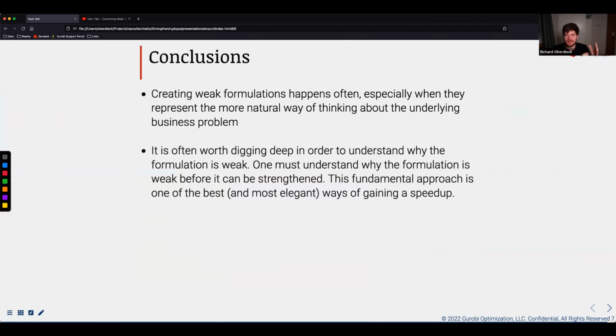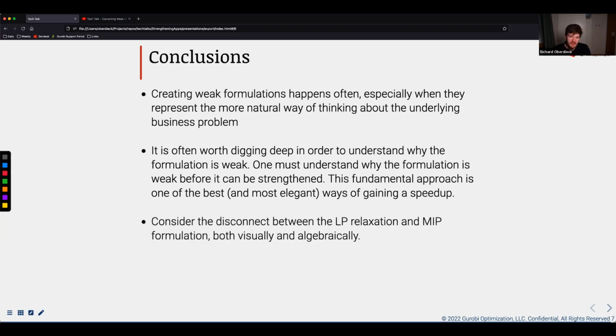But when you identify that you have a weak formulation at hand, then it's really worth digging deep and understanding what's going on. Why is this thing weak? And then once you understand this, then you can start strengthening. But you need to understand that first. And that fundamental approach is really the most elegant way to make your model perform better, because it really shows how deeply you understand a particular problem and the intricacies around it. Most important thing, and Ed showed this very nicely, this disconnect between LP relaxation and MIP formulation, both visually and algebraically.